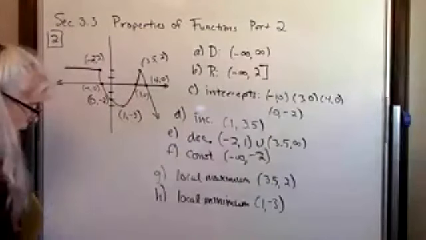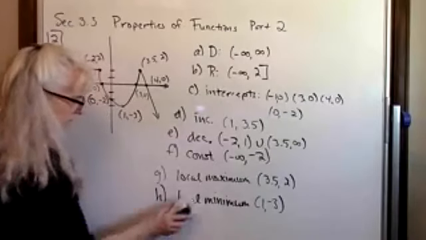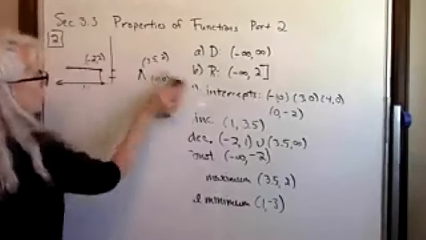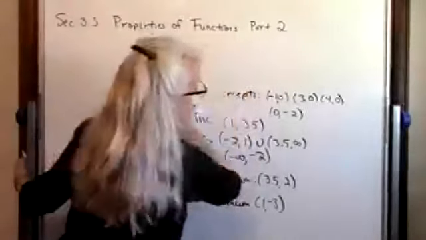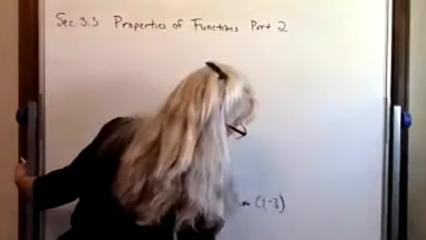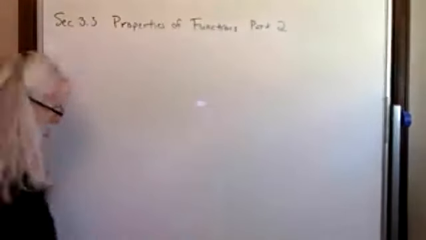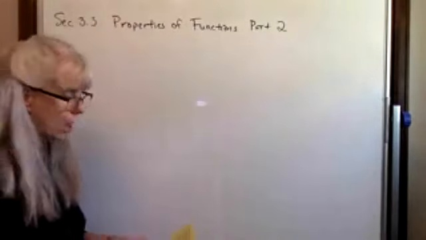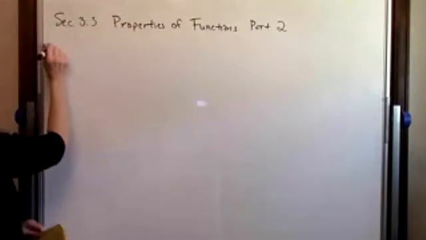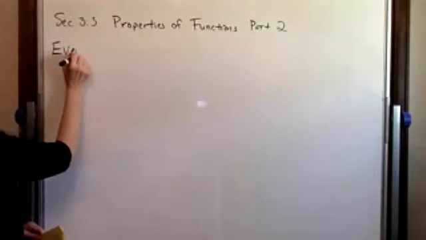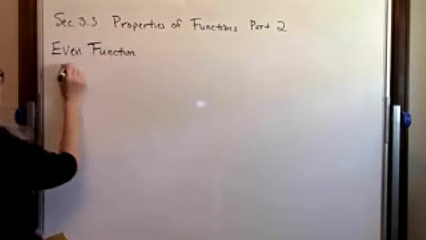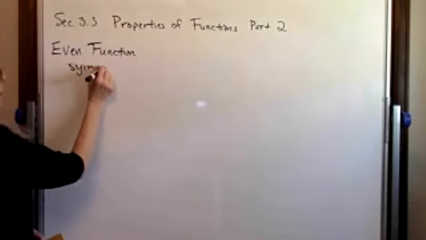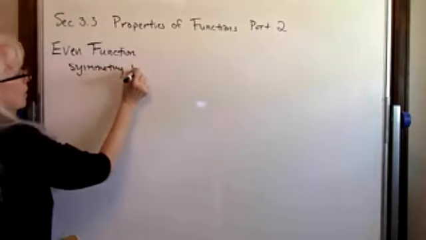And the next thing we need to talk about is symmetry and how that relates to functions specifically. Well, we've already talked about symmetry, so that's nice. That helps us out here. When we talk about functions, we take that idea of symmetry and translate it into an idea of even and odd. So an even function has symmetry about the y-axis.